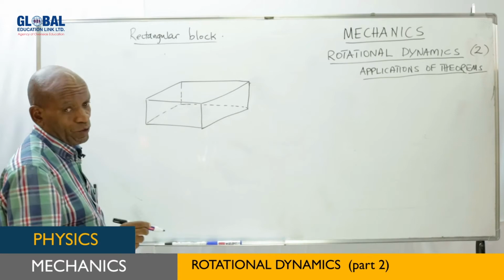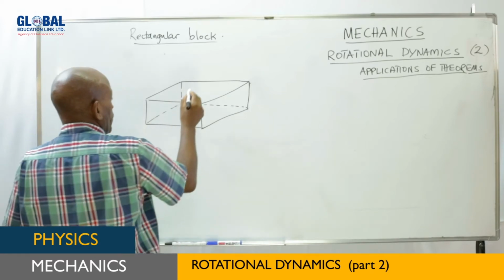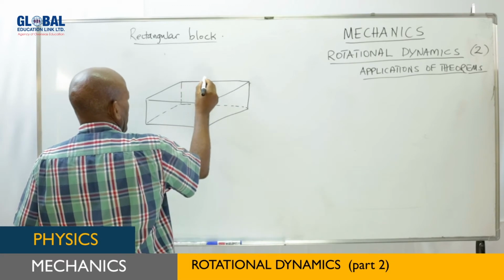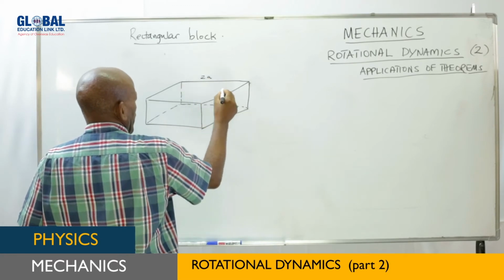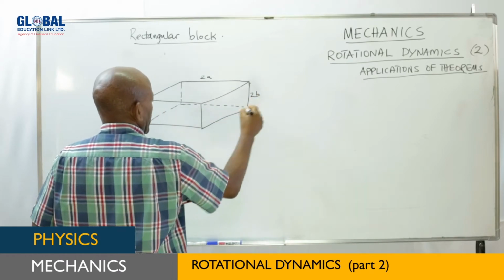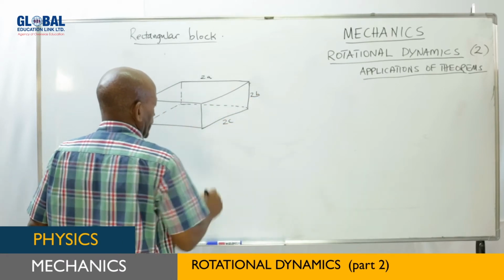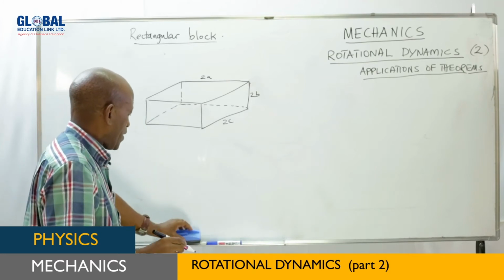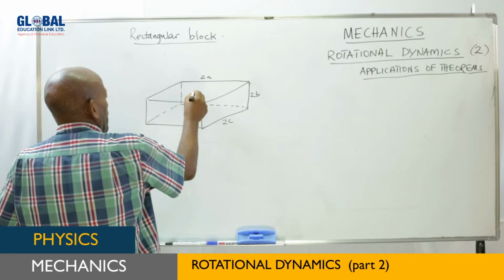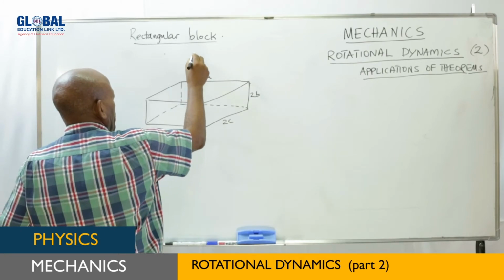So we could be having a rectangular block like this with various sides. We could have this particular side, let's say, equal to 2a, and this side equal to 2b, and this side just equal to 2c. And here we need just to look for the moment of inertia passing through its center.